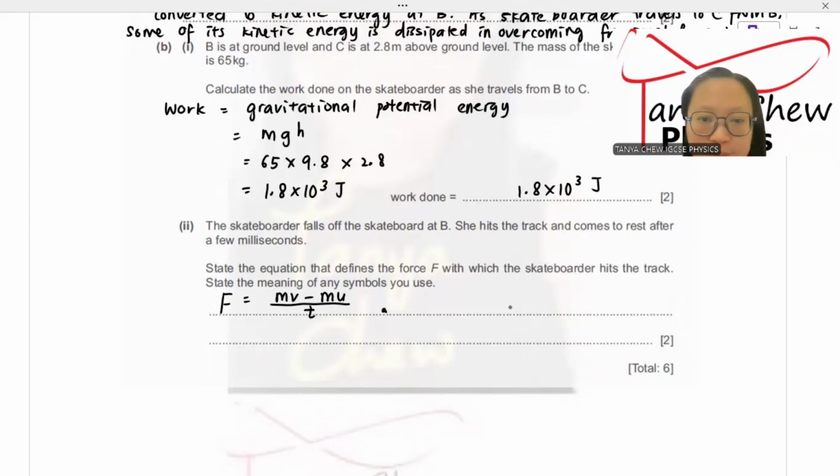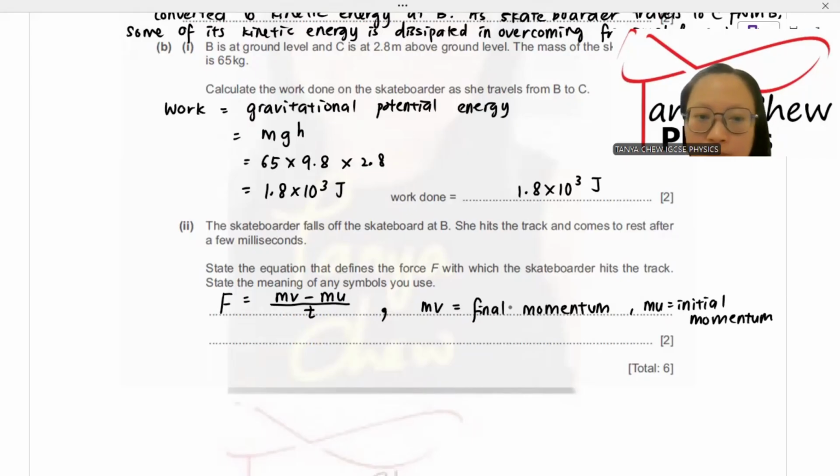Now, I will explain the symbols that I use, because F I don't have to explain because the question has already explained it. mv is her final momentum because she's moving, and then she hits the track and comes to rest, so her final momentum must be equal to 0. And mu is the initial momentum. And t is the time taken. Done.